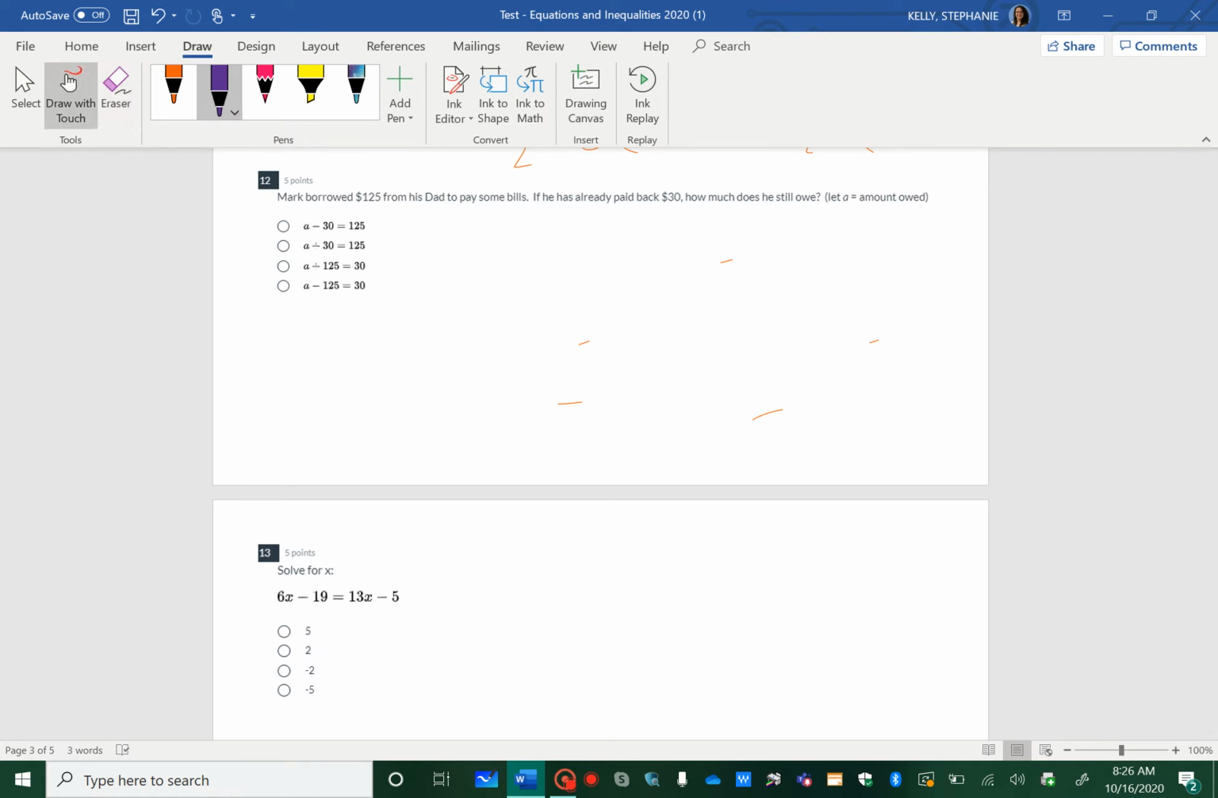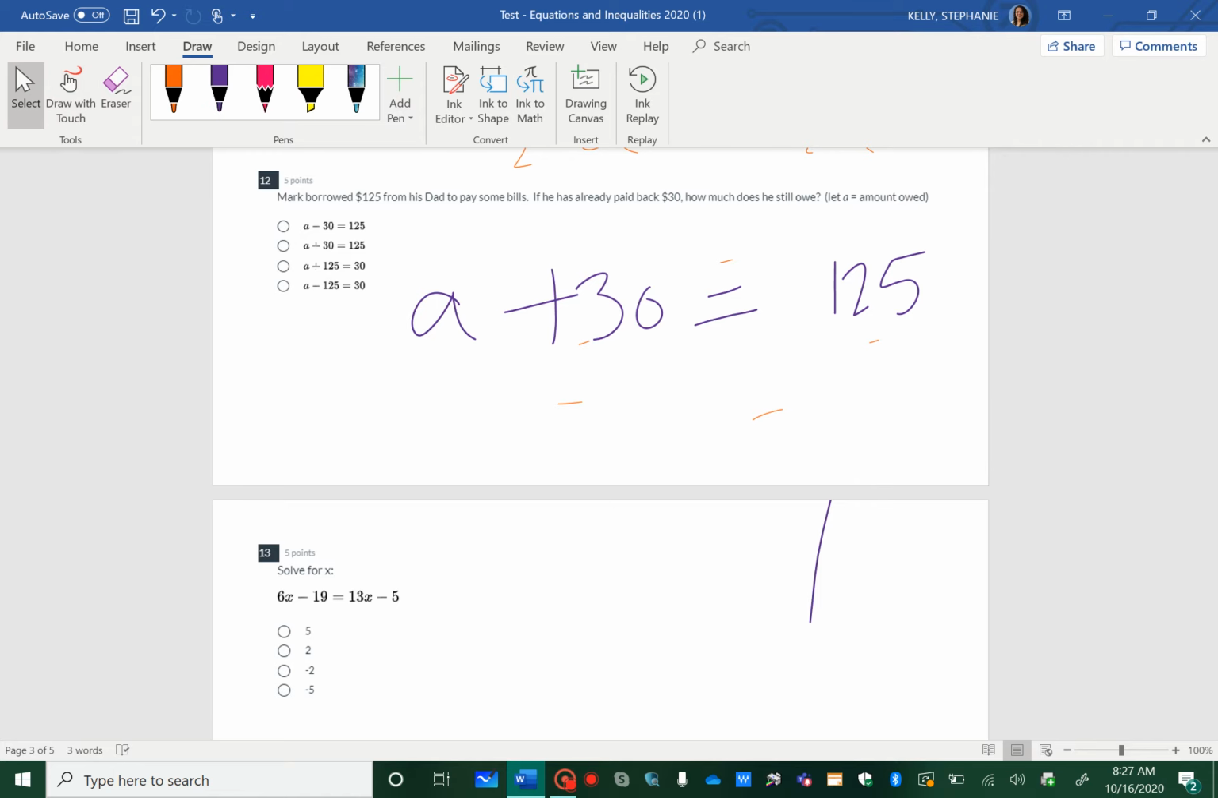Mark borrowed $125 from his dad to pay some bills. If he already paid back $30, how much does he still owe? Okay, so we know that $125 is what he completely owes. So he paid some amount, but he already paid $30. Okay, so a plus 30 equals 125. Yep, that's it. Okay, solve for x.